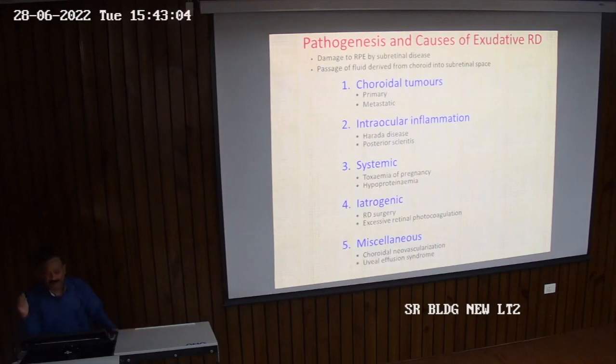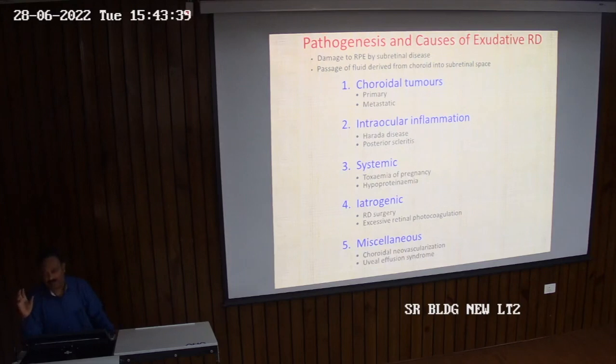The most common cause of exudative RD is choroidal tumors, which could be primary or metastatic, intraocular inflammations, or systemic conditions like toxemia of pregnancy or hypoproteinemias. It could be iatrogenic, like post-RD surgeries, or in cases of excessive laser photocoagulation, which may give rise to exudation from the choroid. The other causes are choroidal neovascularizations or uveal effusion syndrome. So these are the causes of exudative RD.